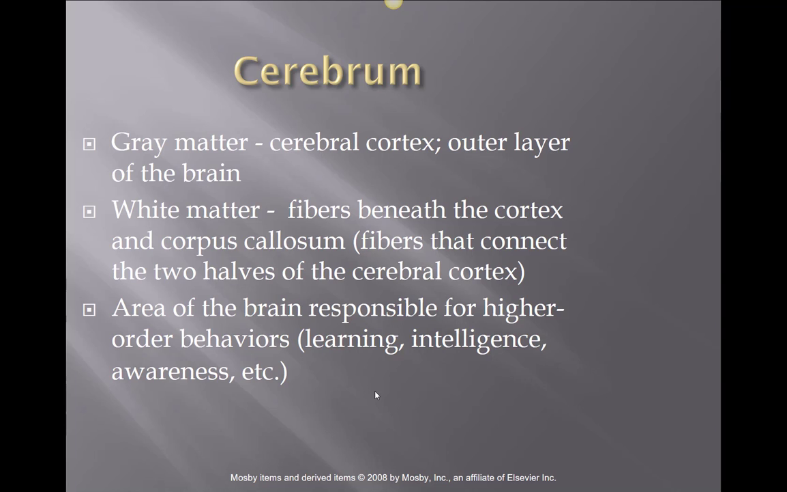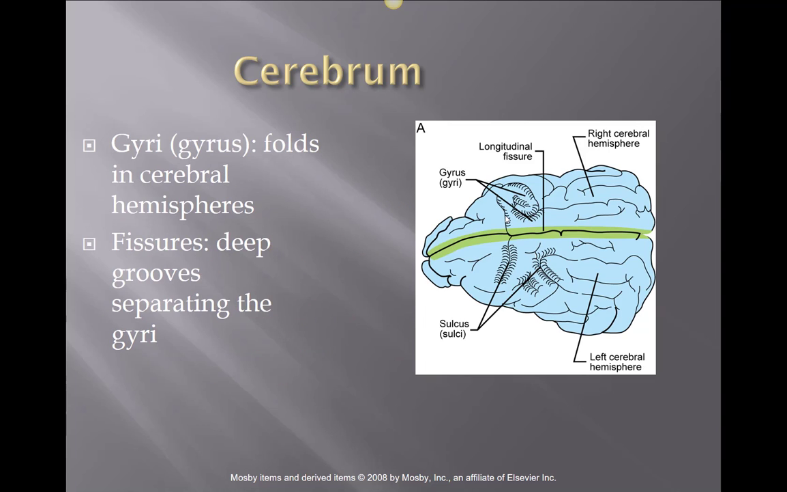And the cerebrum is all your higher order behaviors: learning, intelligence, awareness, thought, emotions, all of these different things come here. Also your higher senses like smell, taste, sight, these are all interpreted within the cerebrum itself. On the outside of the cerebrum, we have what they call gyrus, or gyri if they're plural. These are raised spots. And then sulcus or sulci, and these are depressions. And so by putting these together, it's what we call folding.